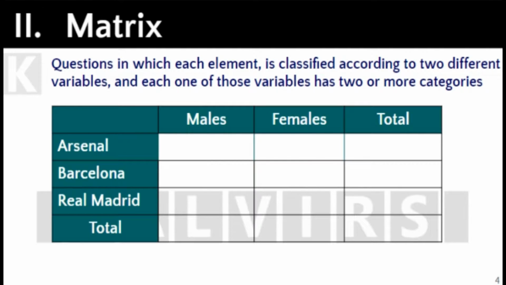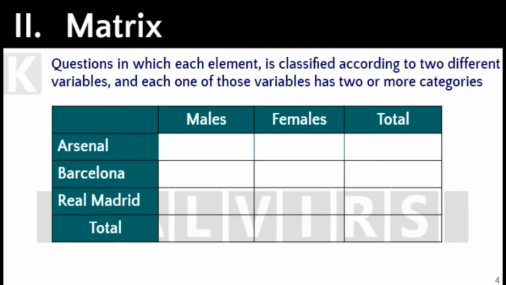Mathematics method is going to be another method that we are going to use and solve overlapping questions. This method is going to be used when the total number of elements could be classified according to two different variables, and each of those variables has two or more categories.